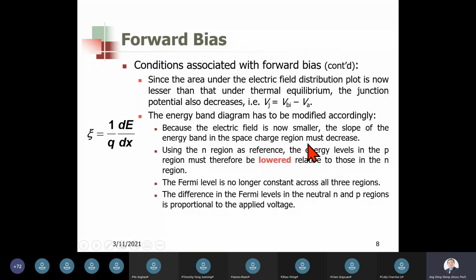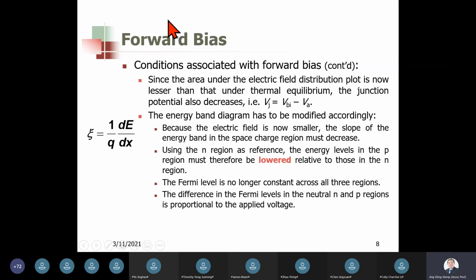The next question is to understand how we draw the energy band diagram under forward bias. But before that, just a comment. Since the electric field is now smaller than in the thermal equilibrium case, the total area under the electric field distribution plot is also smaller. As you know, the area under the electric field plot is equal to the voltage across the junction, so the junction potential is also smaller under forward bias. We can evaluate the junction potential simply as the difference between the built-in potential and the applied potential.